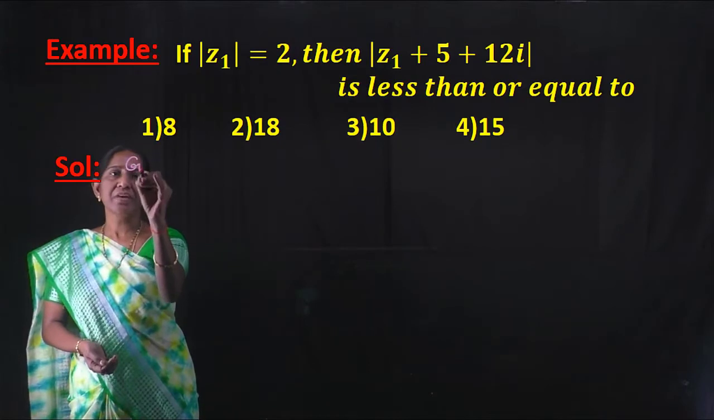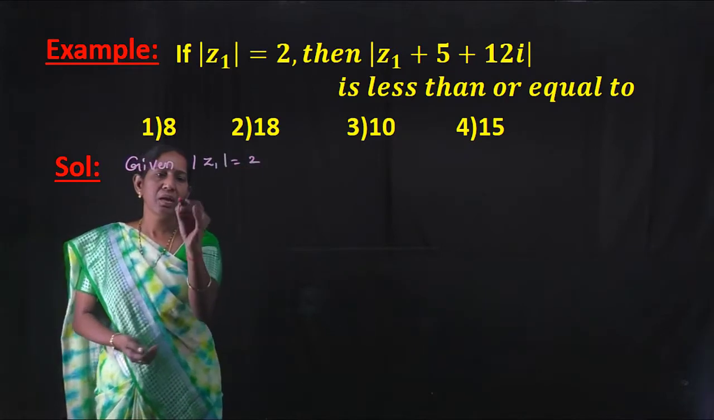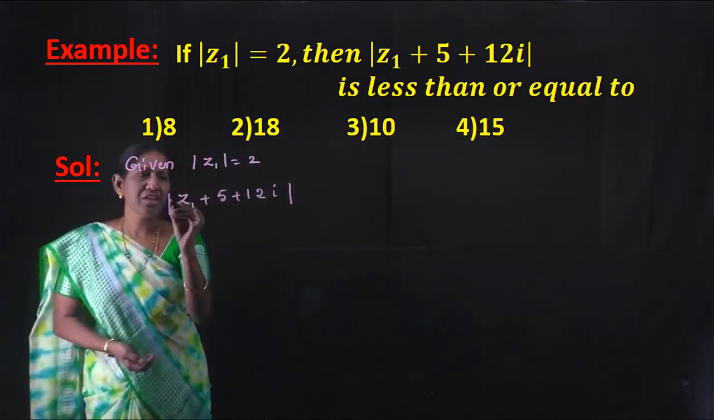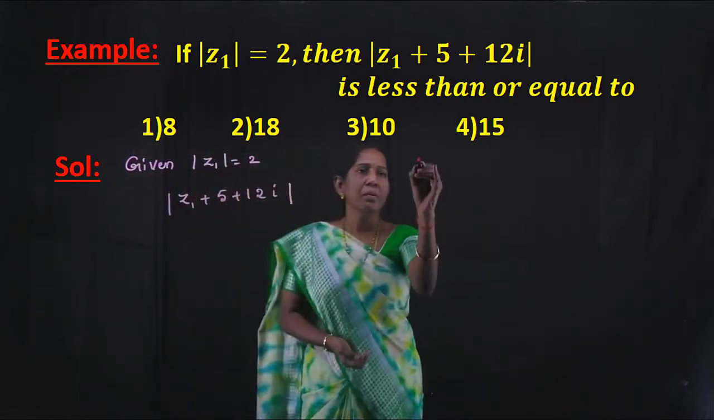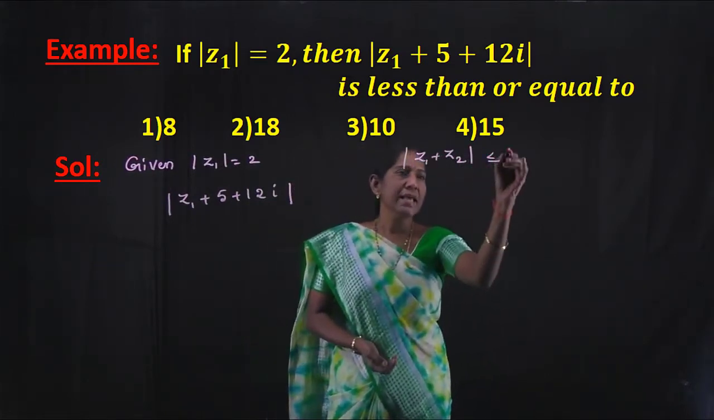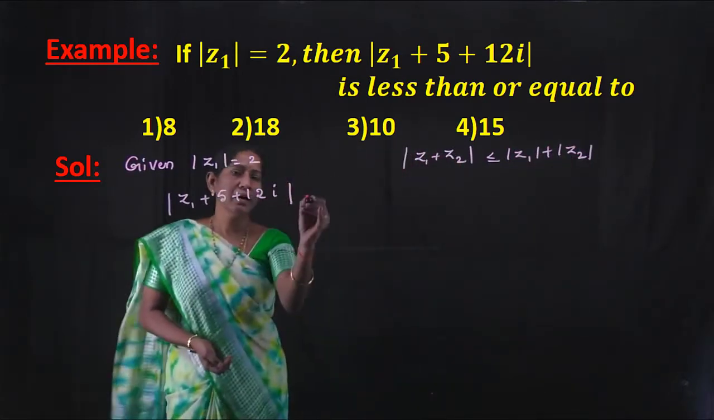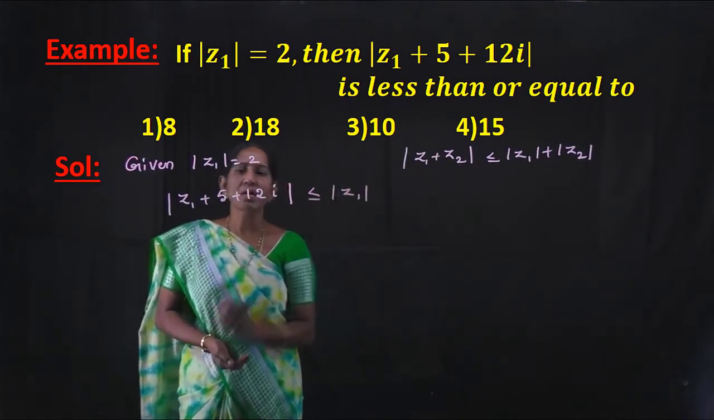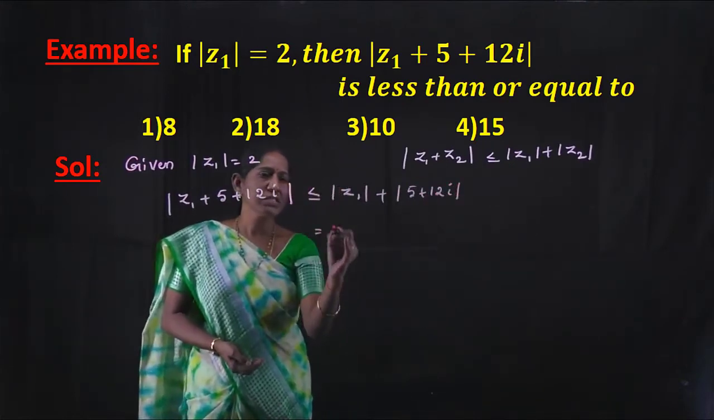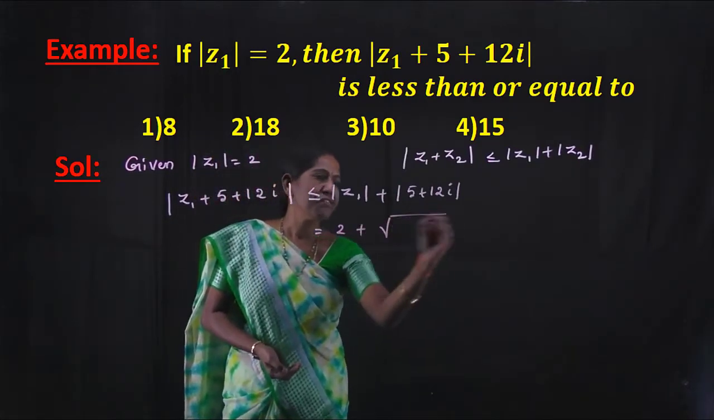Given mod z1 is equal to 2, we have to find modulus of z1 plus 5 plus 12i. Now by using the property modulus of z1 plus z2 is less than or equal to mod z1 plus mod z2, here this is less than or equal to mod z1 plus modulus of 5 plus 12i. So this is equal to mod z1 is 2 plus modulus of 5 plus 12i.